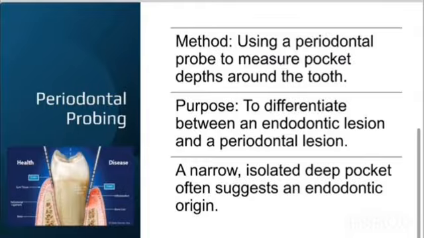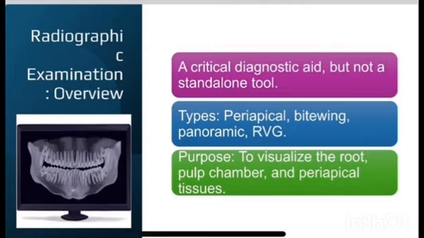And then radiographic tests, they are very important. It is a critical diagnostic aid. So we have a periapical radiograph that will be used to check a single tooth or two teeth along with the periapical region, and a bitewing radiograph will be taken for proximal caries detection and marginal integrity or marginal leakage, and also crestal or horizontal bone loss.